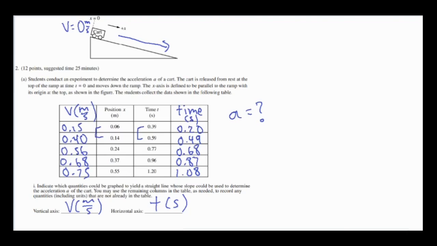All right, so I have some velocities and times that are good representations of what's going on with the cart as it's accelerating down the ramp. So I'm for sure going to want velocity as my dependent variable on the vertical axis, and I'm going to make sure I have time on my horizontal axis.